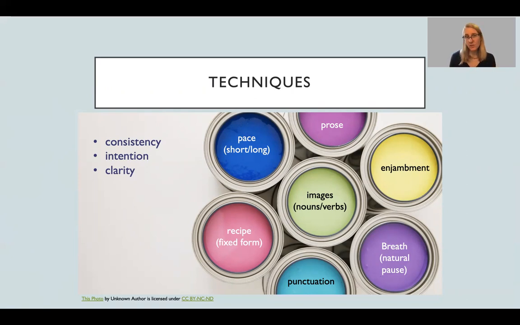like, why am I doing this? There should be a reason why, and also making sure that you're making choices that will help clarify your message. So let's start off with the blue. We'll work our way around.